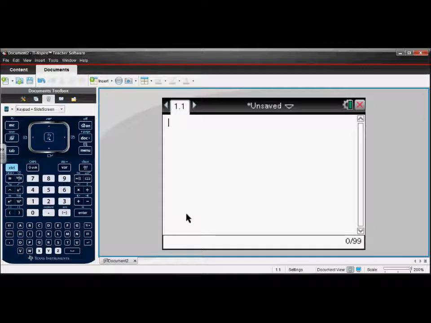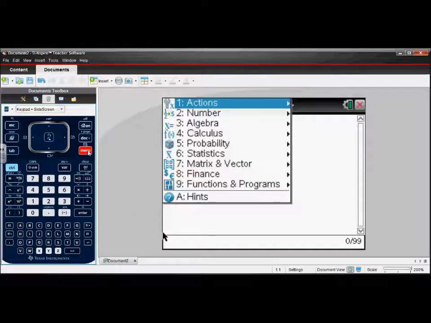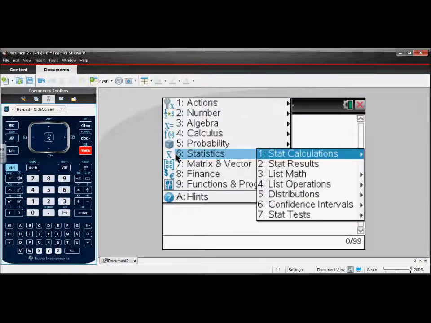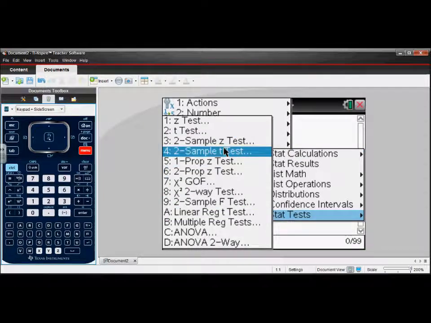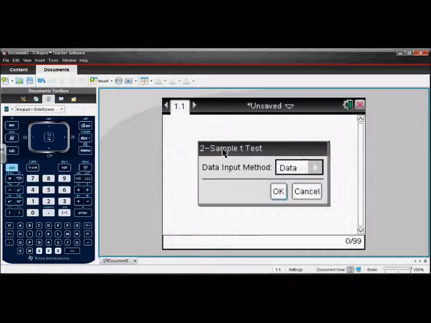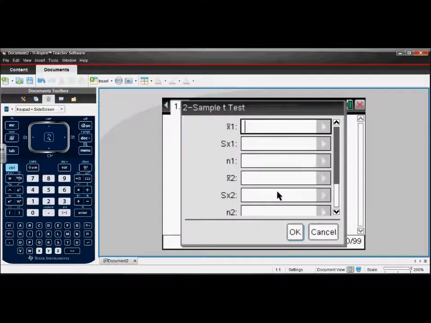Now from the calculator, I'm going to press the menu key. I'm then going to go to statistics. From statistics, I'm going to do this test first. So I'm going to go to stat tests, and then I'm going to do the 2-sample t-test. Now in the problem, we were not given data, but we were given statistics. So I'm going to click the drop down menu and click stats and press OK.